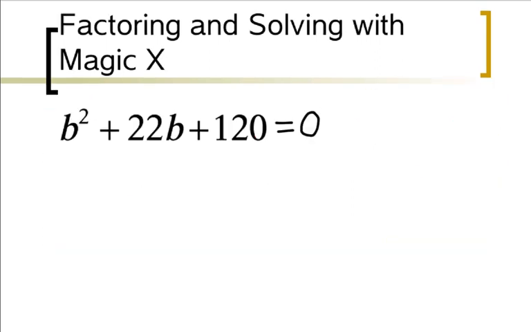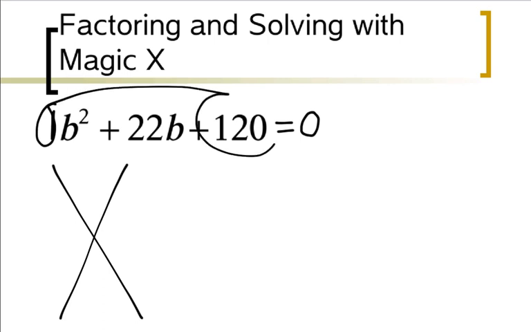So I'll just do one more example here. This time's actually a little bit easier because I have a 1 in front. In other words, there's no number in front there. But I still do my magic x. This one's actually equal to 0 for me already. So I take my 1 and I times it by my 120. So 120 goes on top. And then 22 goes on the bottom.